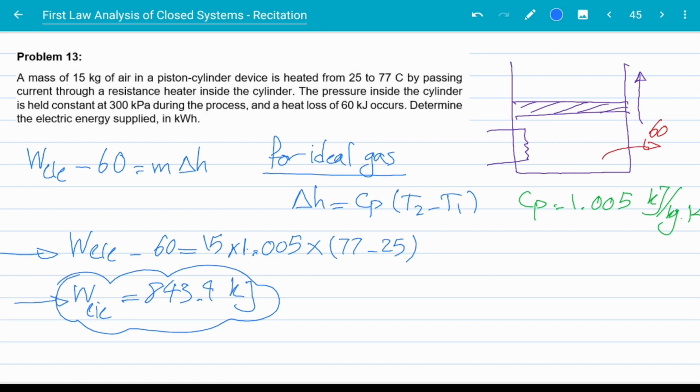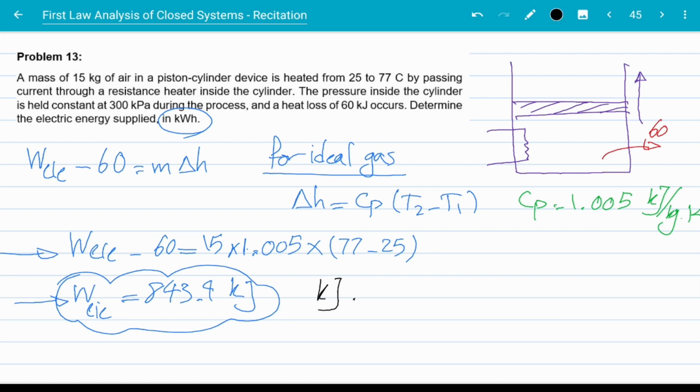Okay, but this is not the unit that the problem asks. Problem explicitly asks for kilowatt hours. Kilowatt hours is a unit for energy, not power. It has watts in it, but because it's timed by a unit of time, it gives you energy. So I want to convert kilojoules to kilowatt hours. How do I do it?